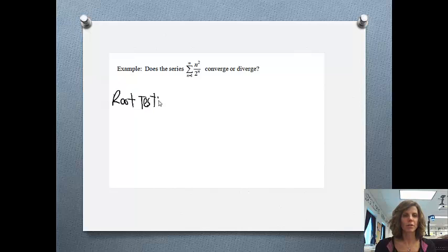Alright, so the root test again says we're going to find the limit as n approaches infinity. We're going to take our a sub n and we're going to take the nth root of it, and we're going to see what happens when we do that. Well, when we take the nth root of that, since I have it under one big fraction, I'm actually going to split it into two fractions.